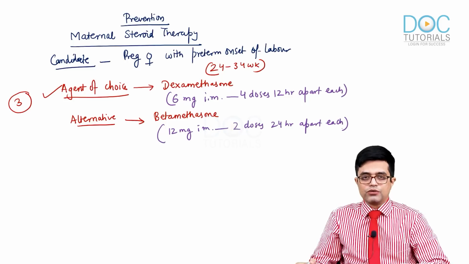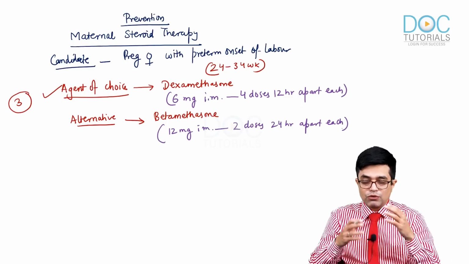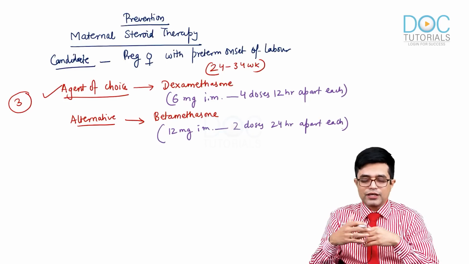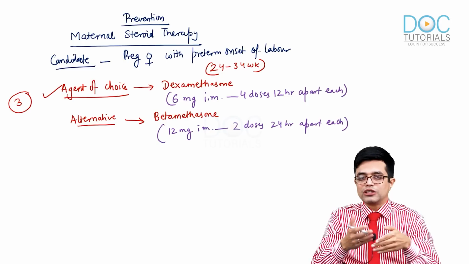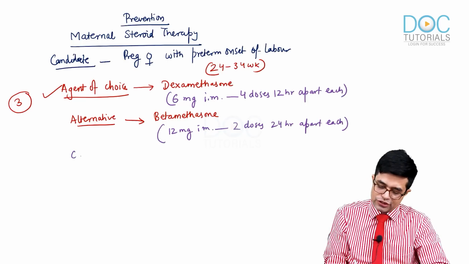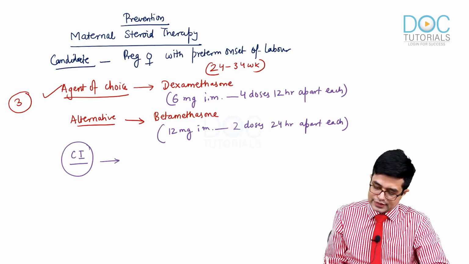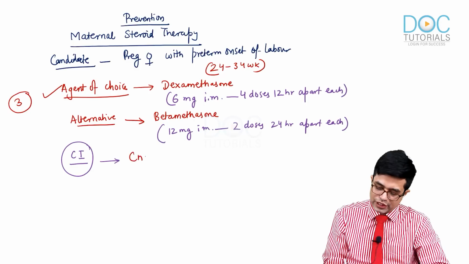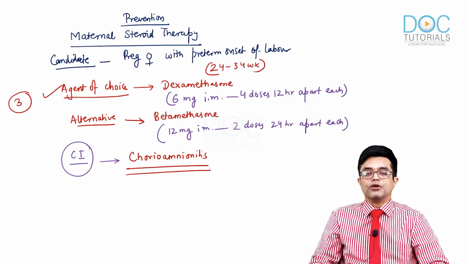And it's not that you give a steroid injection and the baby is born in 10 minutes, he will be fine. It requires some latent time, like 12 to 24 hours for this steroid to act on the baby's lungs and produce surfactant. And what is the contraindication for giving maternal steroid therapy? The contraindication is established chorioamnionitis. If the mother is already having chorioamnionitis, then you do not give maternal steroid therapy.